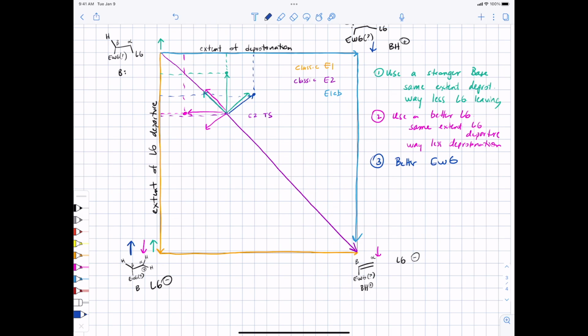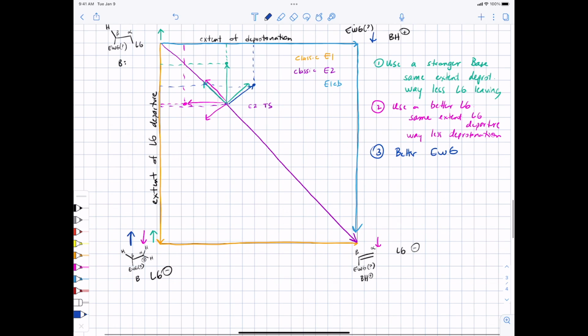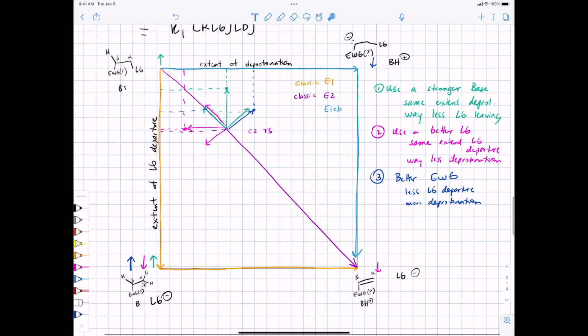So that's going to give us purely the rolling marble on a sheet effect, and that's going to get us a transition state that has less leaving group departure and more deprotonation. Okay? So, a few things you can do. If you want to bias your reaction towards an E1CB mechanism, use a good electron withdrawing group. That makes great intuitive sense, and that's also what the energy landscape analysis gives you.